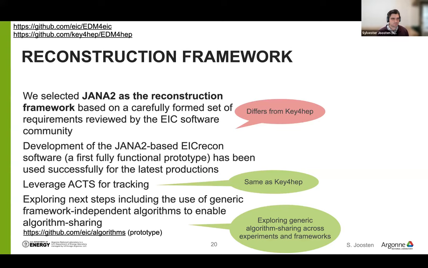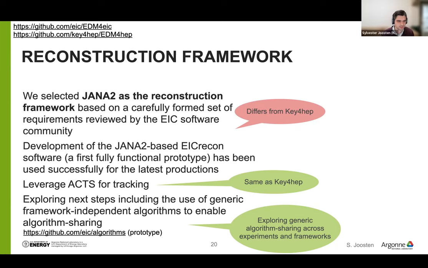Reconstruction framework. So this was a very difficult and heated discussion. In the end, we decided to select the JANA2 framework as the reconstruction framework for the Electron-Ion Collider experiment, based on the carefully formed set of requirements by the EIC software community, as well as some very nice guarantees by Jefferson Lab about formal support for the JANA2 framework. This choice is manifestly different from Key4Hep, where the choice fell on Gaudi. So this is something we want to mitigate somewhat.